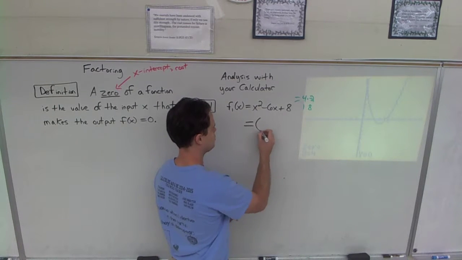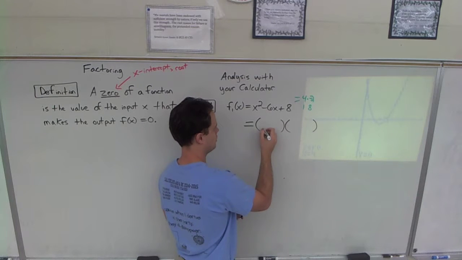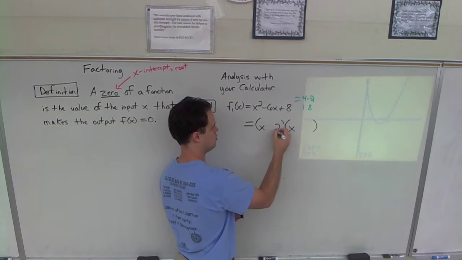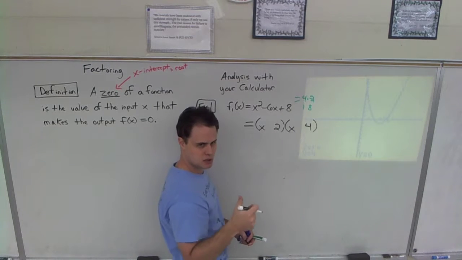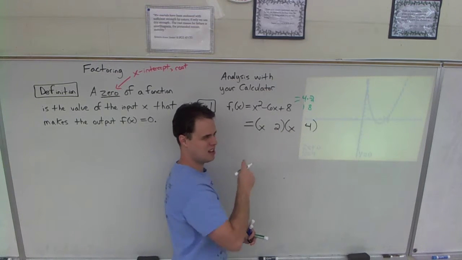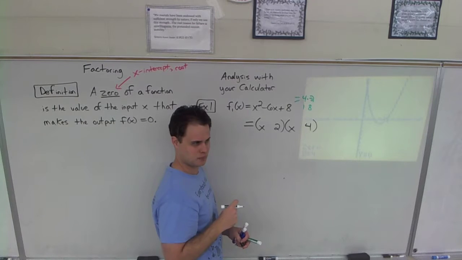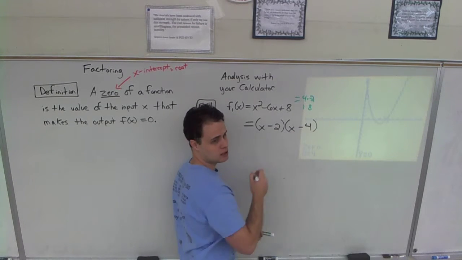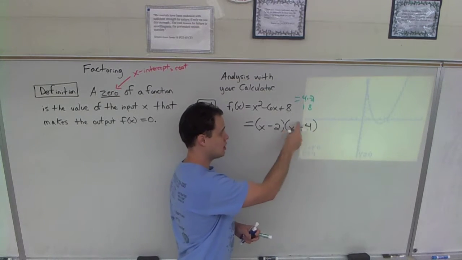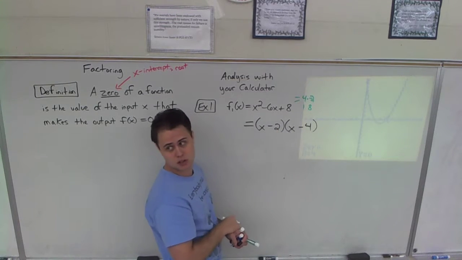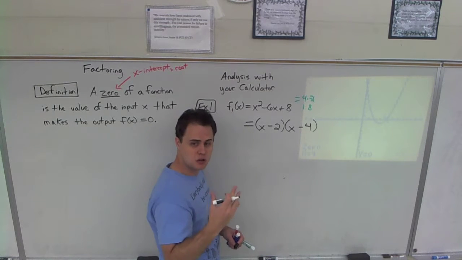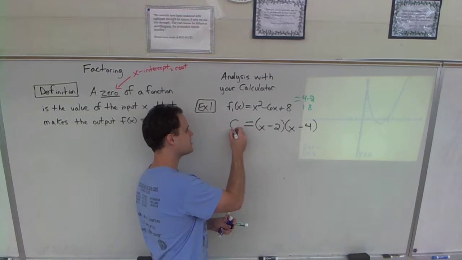2 and 4. So you go factors, x, x, 2, 4, and then you say, okay, 2 times 4 is 8, yes. But 2 plus 4 is not negative 6. If I make them both minus, negative times negative is positive, now that still works. Negative 2 and negative 4 is negative 6. That's the factored form.